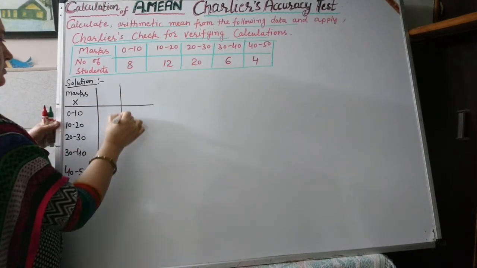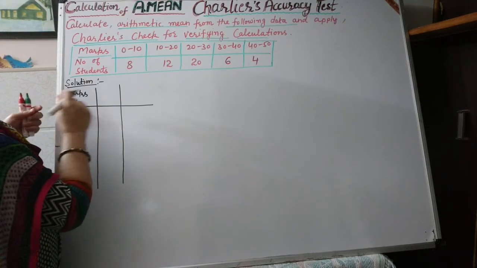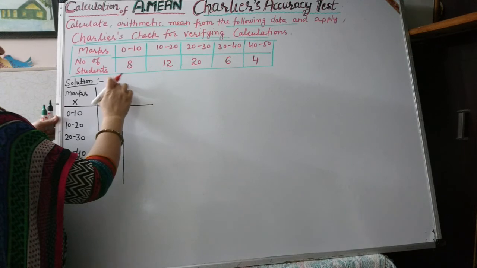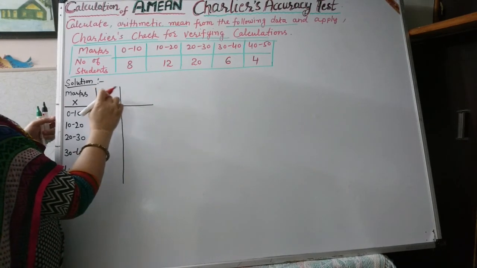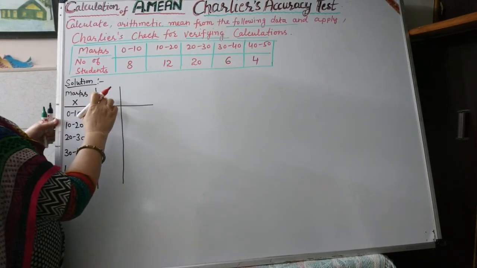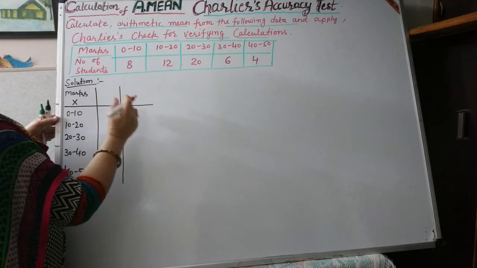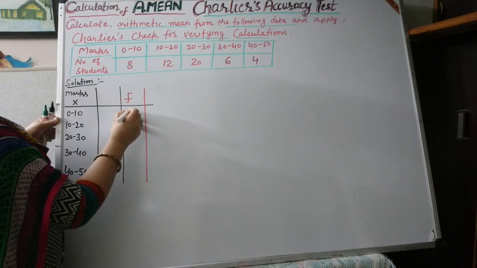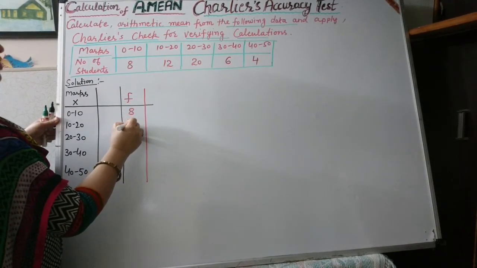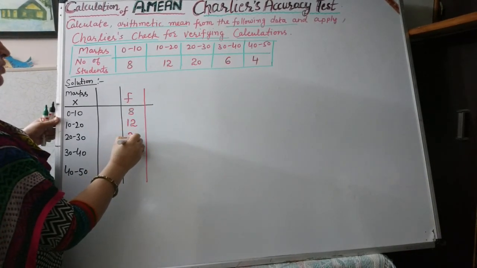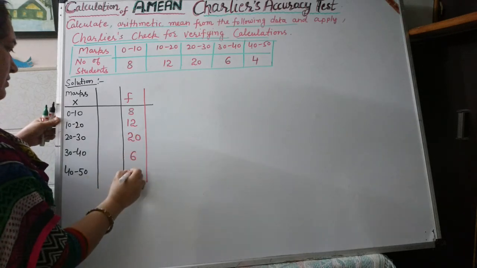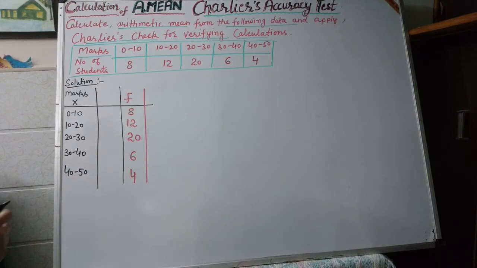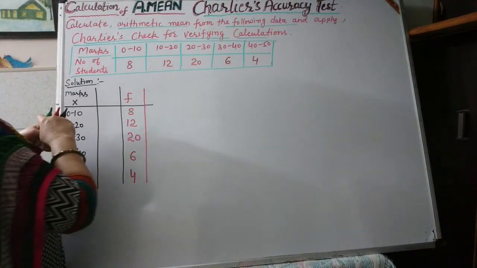Because here a continuous series is given, I have left the next column for mid values. Then I am writing down the frequency, which is 8, 12, 20, 6, and the last one is 4. So this is the statement, and with the help of this statement we will apply.